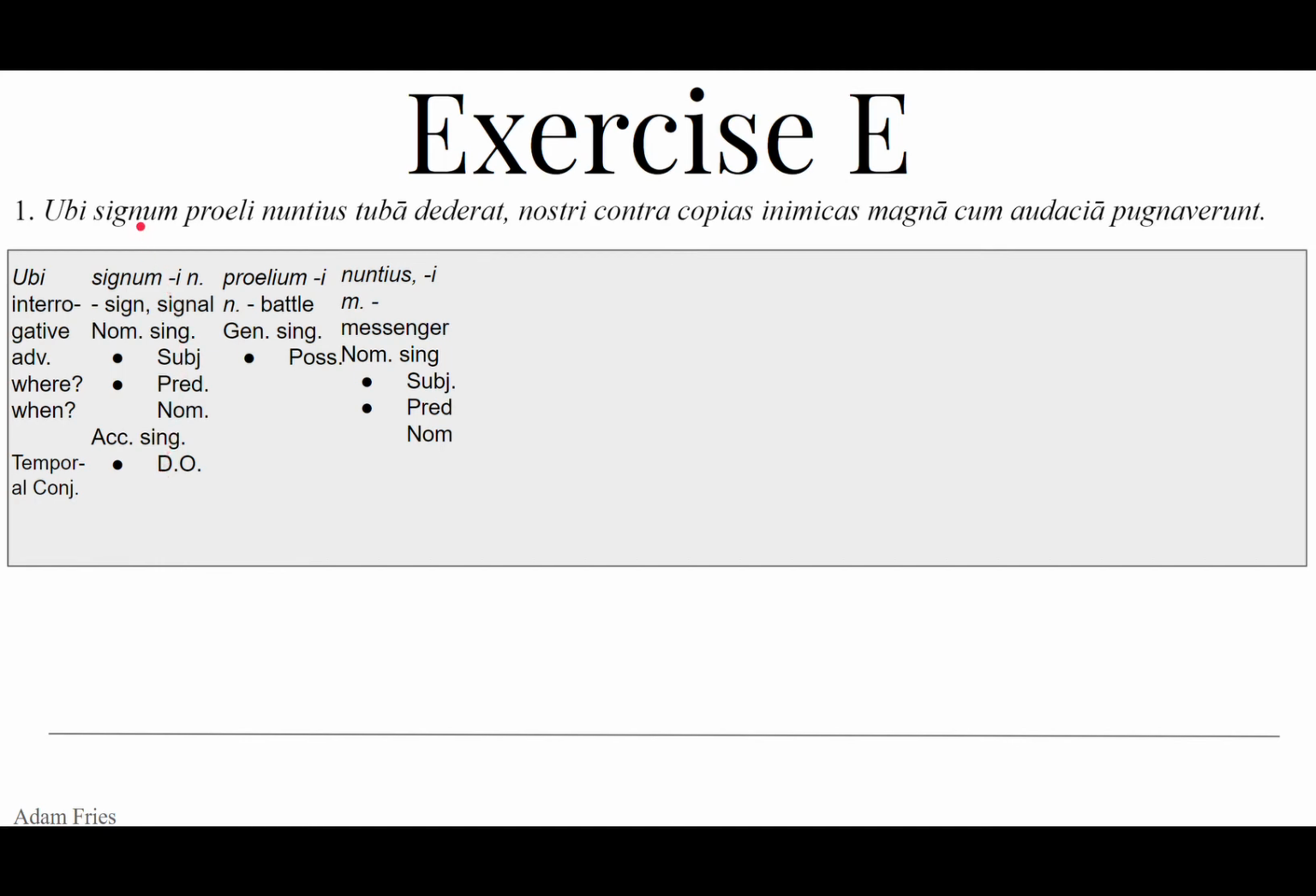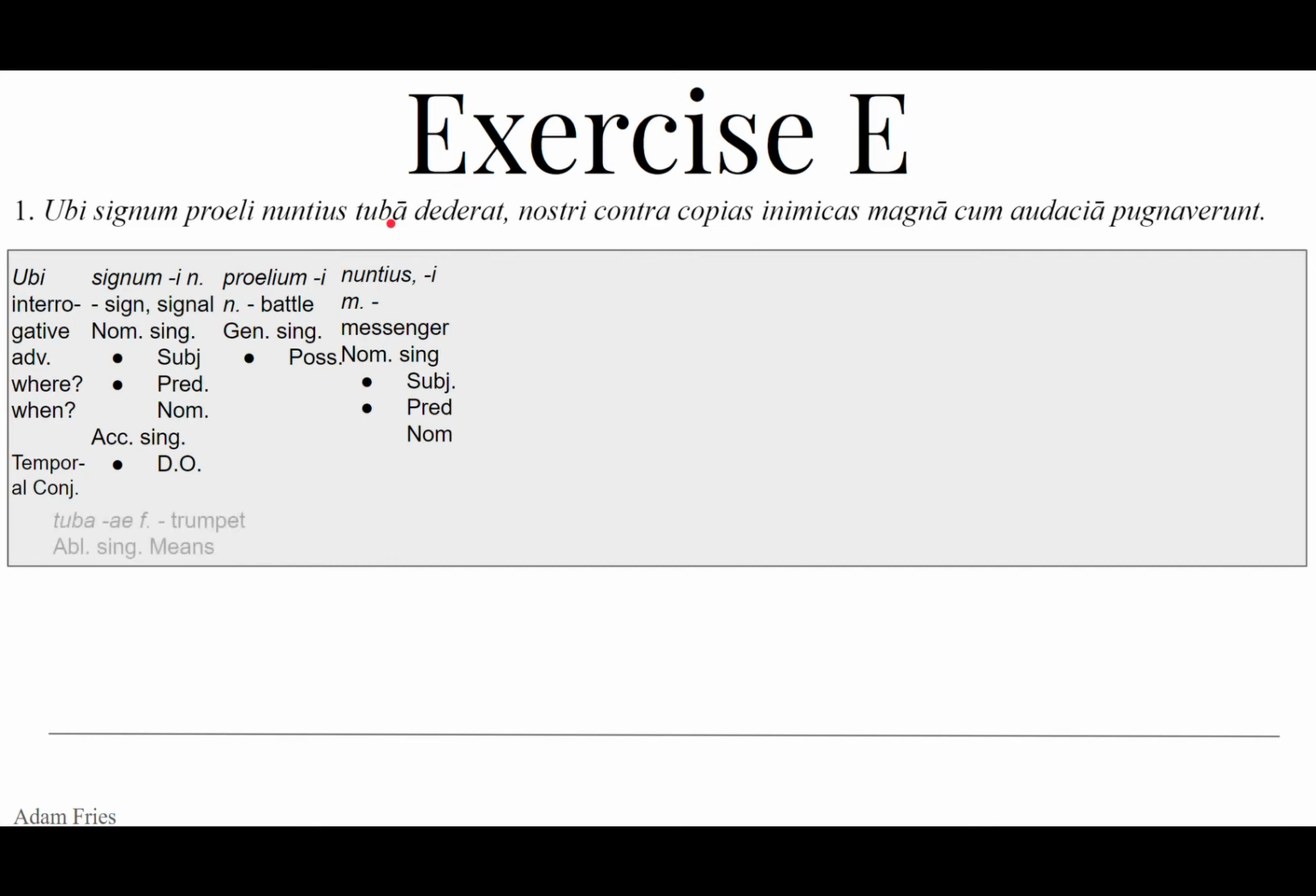So we know that the nuntius, the messenger as the subject, is going to do something to the signal of battle, because signum is the direct object of some upcoming verb. So when the messenger did something to the signal of battle, you can see how the suspense builds as you're translating, because the verb, the action, comes at the end. You just sort of put all the pieces into place, and the verb kind of puts them into place for you.